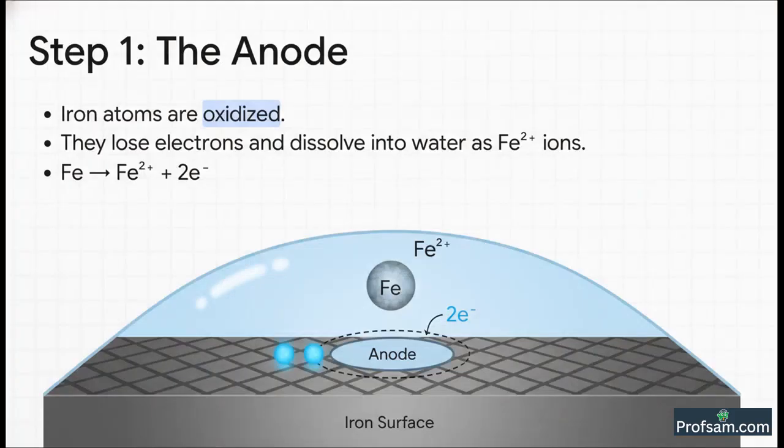So, step 1. A spot under this water drop will become the anode. At this anode, oxidation occurs. Solid iron atoms lose 2 electrons each, and they dissolve into the water as ferrous ions, or Fe2+ ions. The solid metal actually starts dissolving at this point.